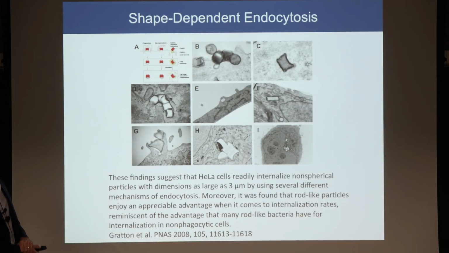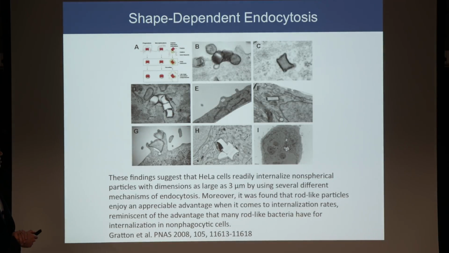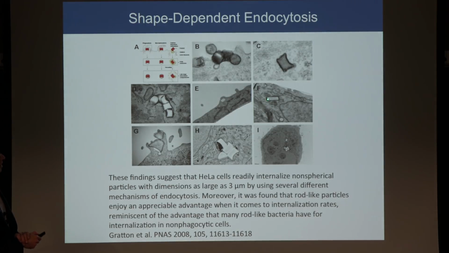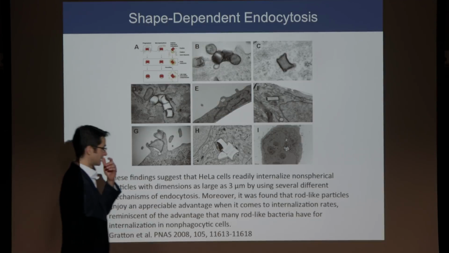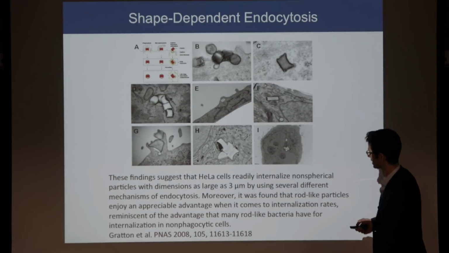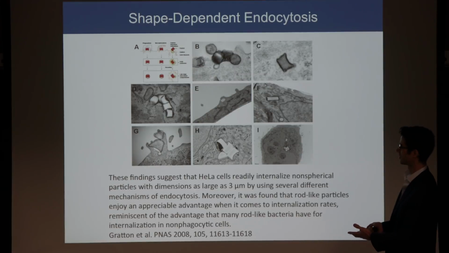Shape. I alluded to this earlier, that endocytosis is dependent on the shape of the particle. So we can make these little children's toys that are either circular or spherical, or like parallelepipeds, or these things that have a little meniscus on them. And what they found is that rod-like particles enjoy an appreciable advantage when it comes to internalization rates, reminiscent of the advantage that many rod-like bacteria have for internalization in non-phagocytic cells. I don't know if that hypothesis has ended up being true, but it's reminiscent of rod-like bacteria.